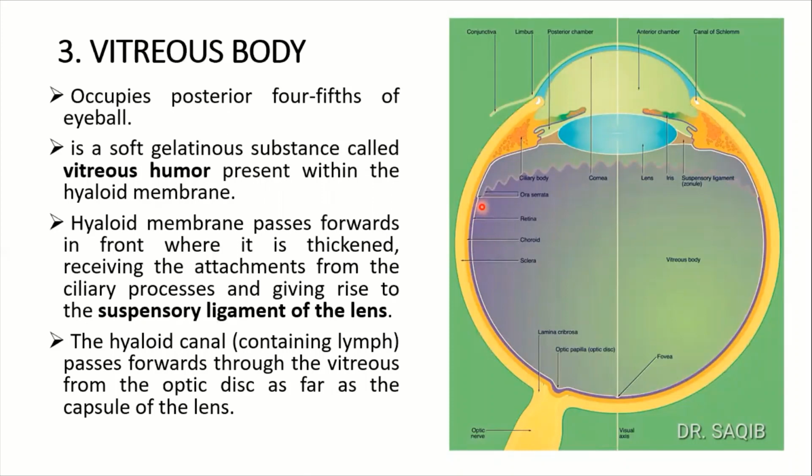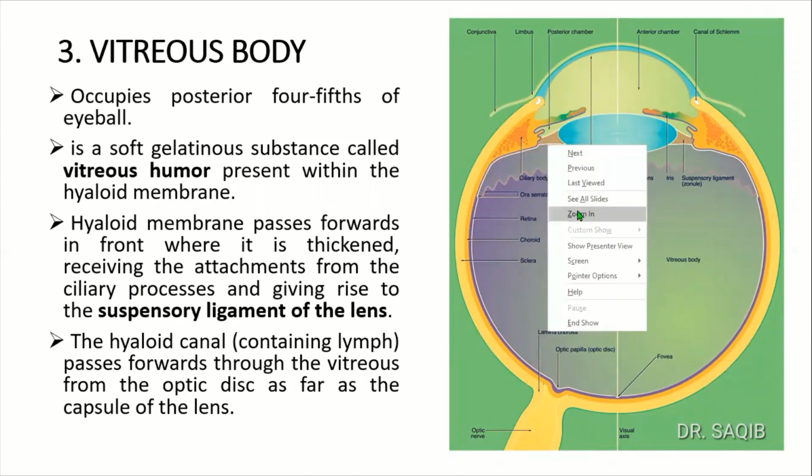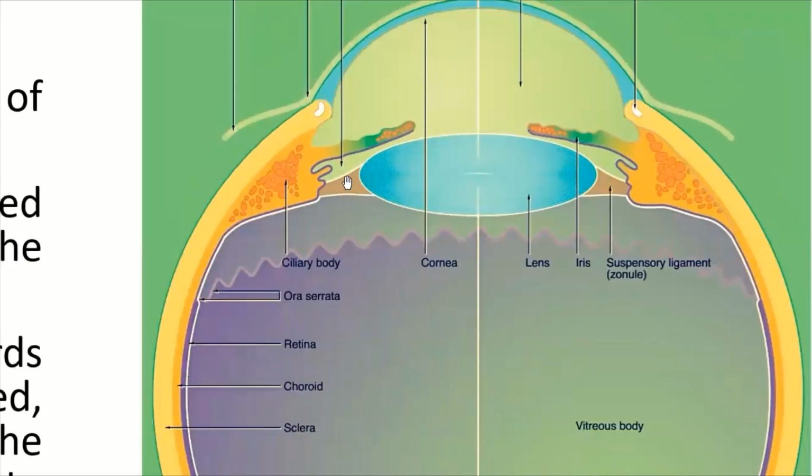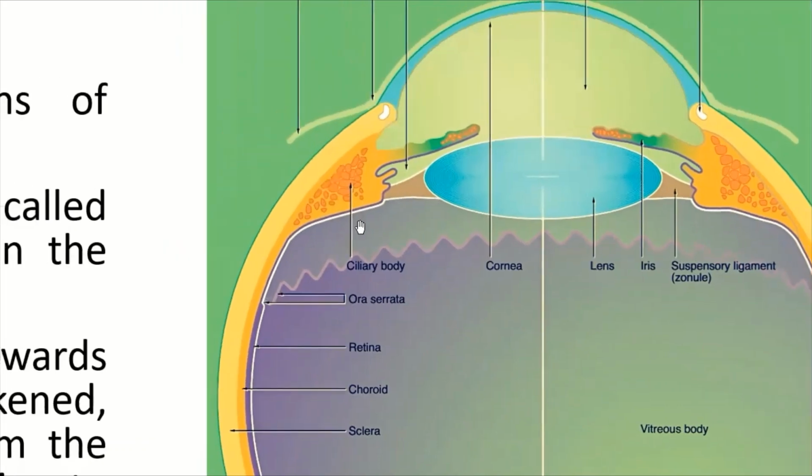And the hyaloid membrane passes forwards in front where it is thickened, receiving the attachments from the ciliary processes and giving rise to the suspensory ligament of the lens. This is the suspensory ligament, right? You see, this is the continuation of the hyaloid membrane, and here it thickens to form the suspensory ligament. I showed you already the enlarged form of the ligament, but you see again, this is the labeling, the suspensory ligament of Zinn. So here, over here, and this I showed you already, right?